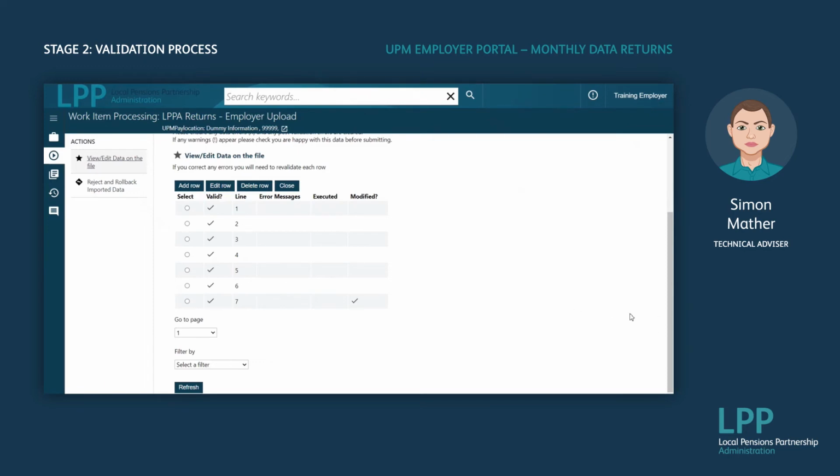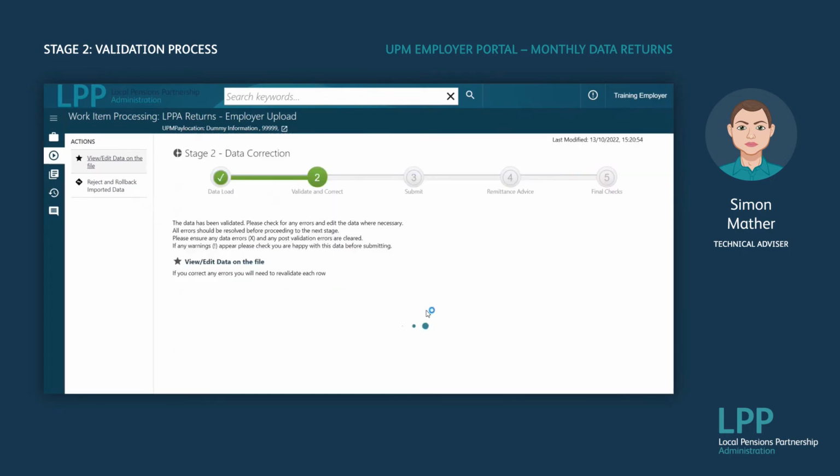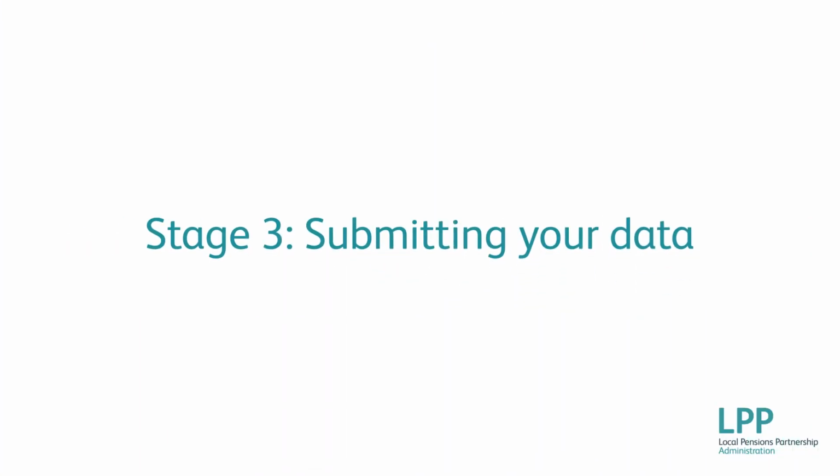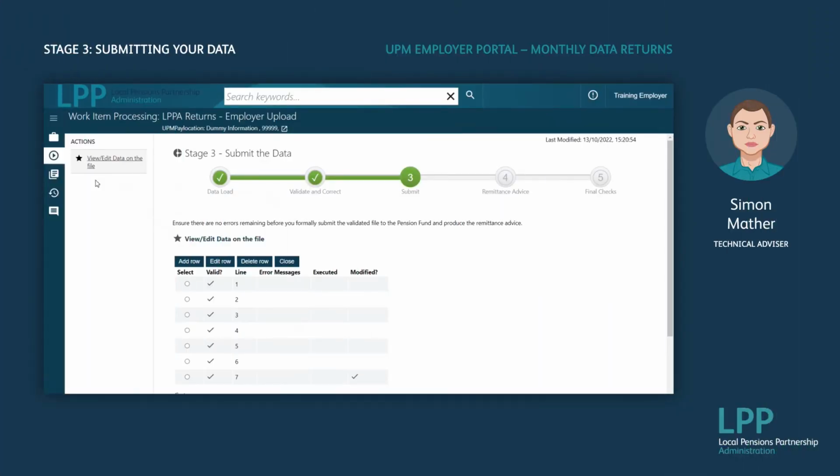A tip here for you, you can check all the errors have been completed by going down to the Filter By drop down and selecting Errors. If no lines appear, as in this example, you know there are no further errors. Now click on Close, then select Next in your Actions column. This will take you to stage 3.